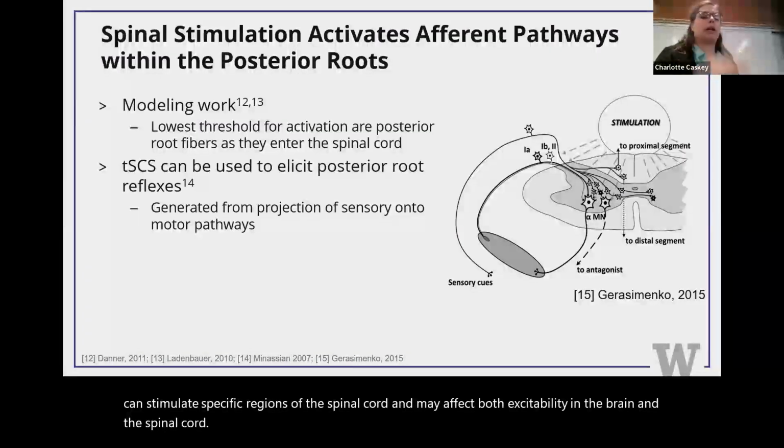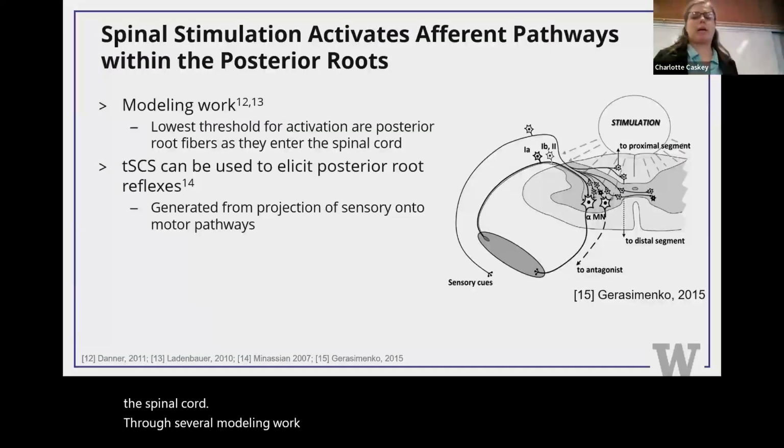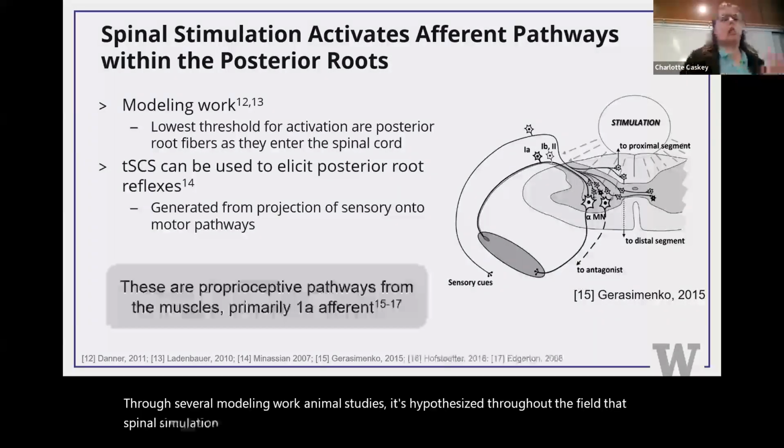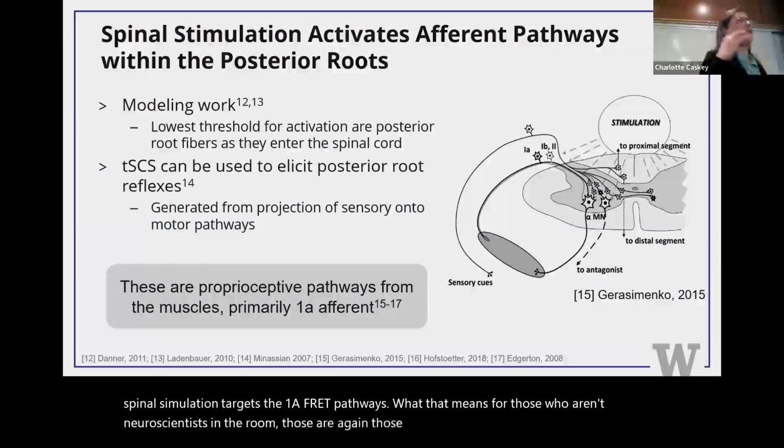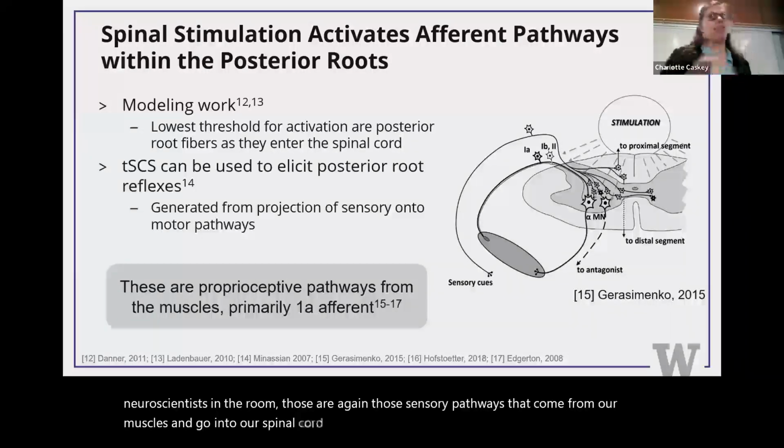Through several modeling work and animal studies, it's hypothesized throughout the field that spinal stimulation targets the 1A afferent pathways. What that means for those who aren't neuroscientists in the room, those are, again, those sensory pathways that come from our muscles and go into our spinal cord. And those are the pathways affected or used both with movement and spasticity.